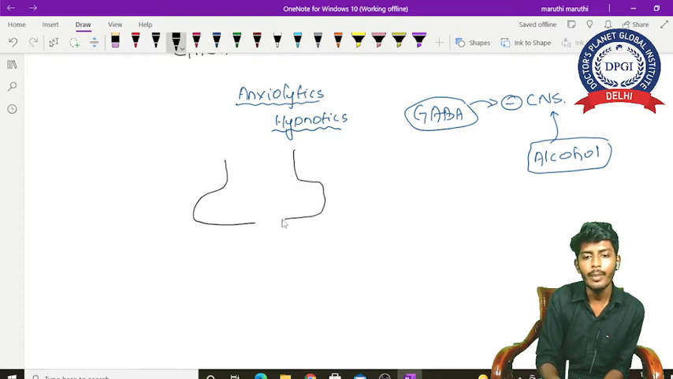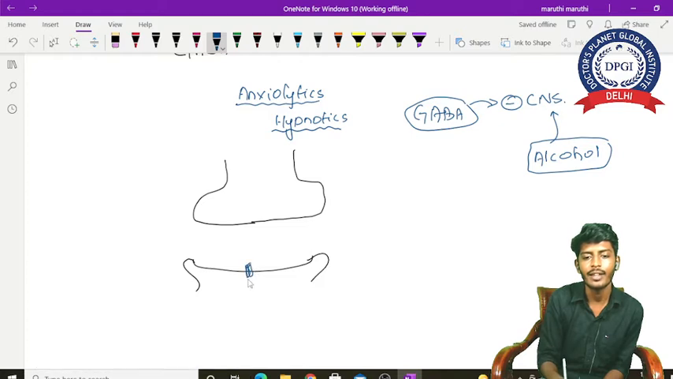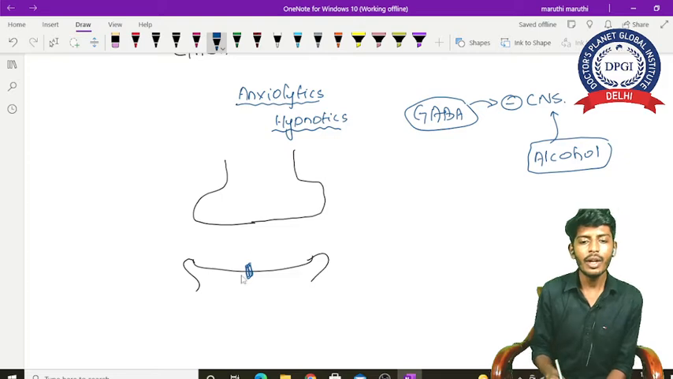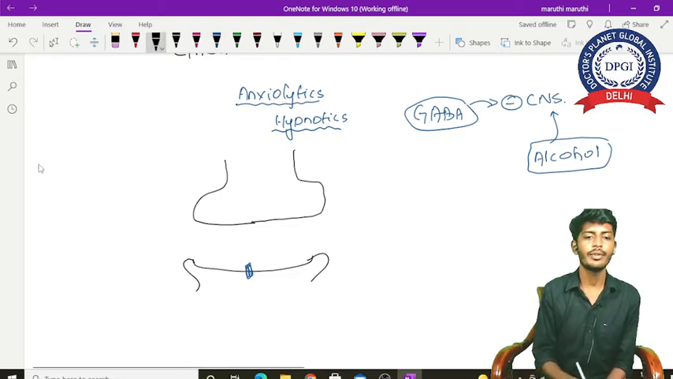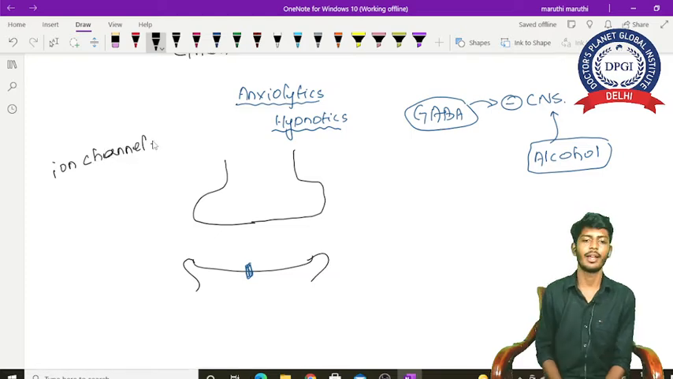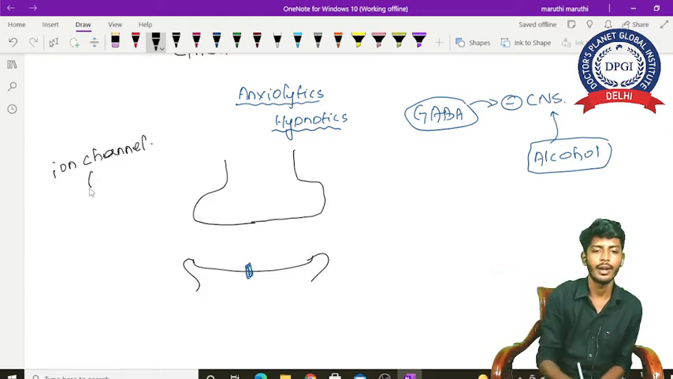When I'm talking about a GABAergic neuron, my dear students, we need to understand the GABA receptor. Where are GABA receptors present? Right here, on the postsynaptic membrane. The GABA receptor is an ion channel receptor, specifically a chloride ion channel receptor.